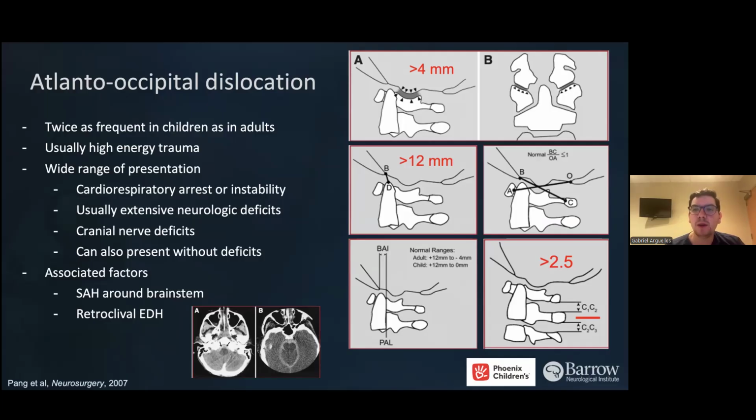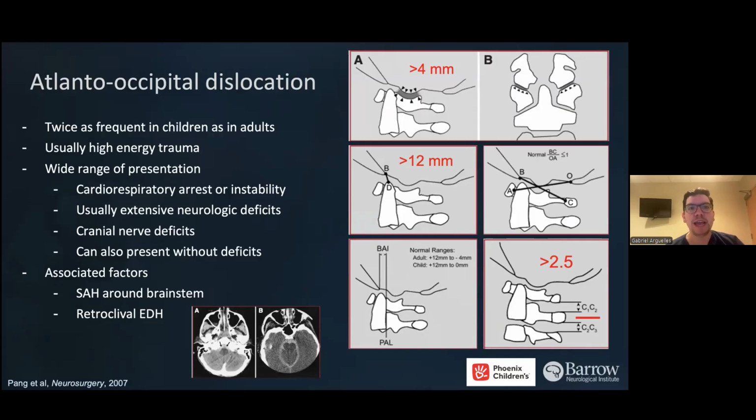And then on the right, I just go over some of the radiographic parameters that were originally investigated using plain film X-rays. And these have just been adjunct decision-making tools that clinicians can use to raise their suspicion for AOD or AO dissociation. When these parameters are met, you want to get further imaging and an MRI and have a higher clinical suspicion that something might be unstable.